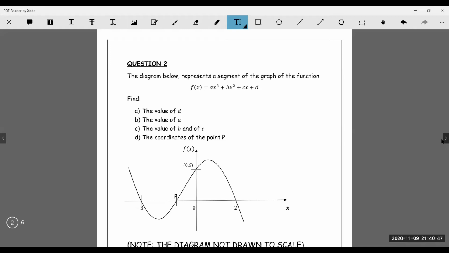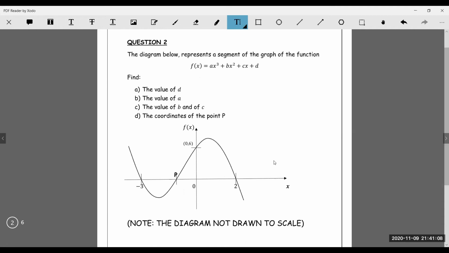Now this is question 2. Question 2 says, the diagram below represents a segment of the graph of the function. Find the value of D, the value of A, the value of B and of C, and the coordinates of P. Very easy. So we're going to use the graph to answer the question. This is a cubic function.